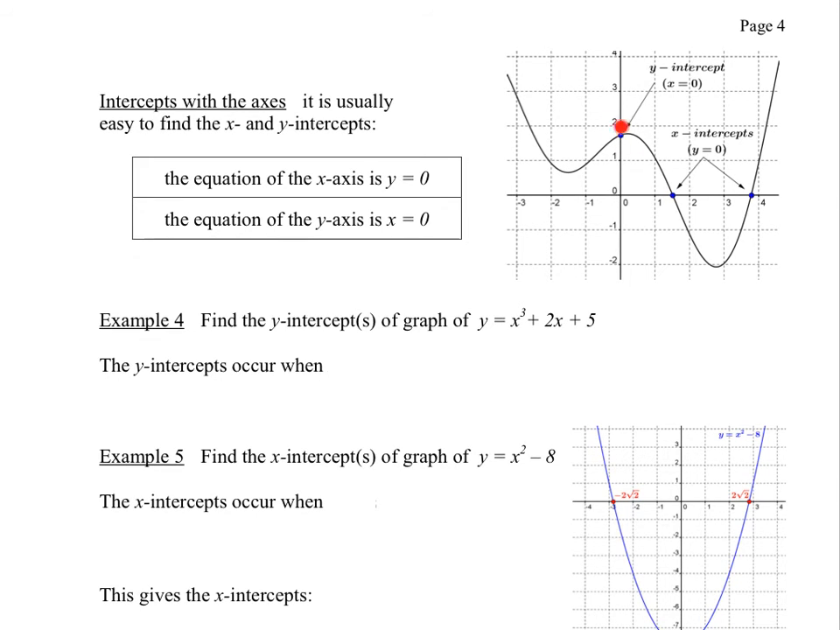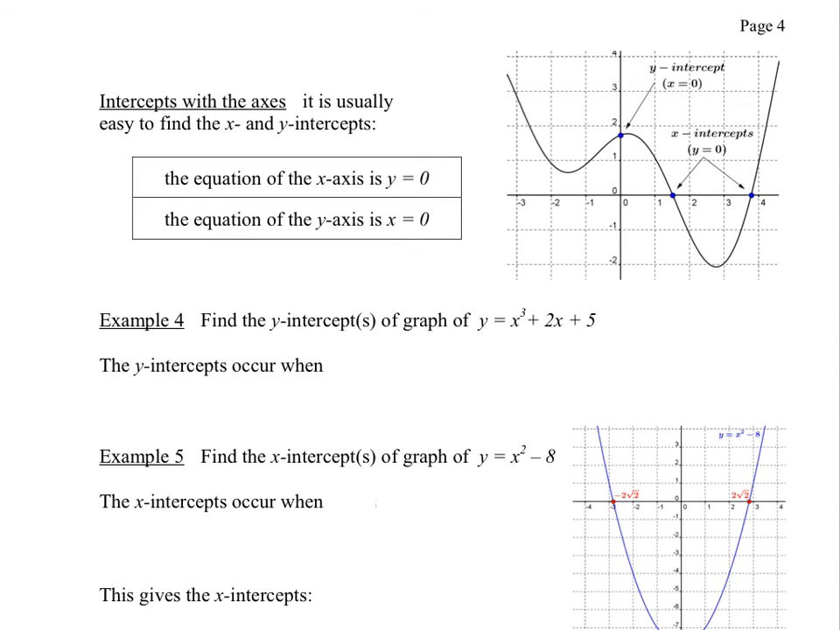Notice that on the y-axis, the x-coordinate is equal to 0. Any point on the y-axis, x is equal to 0. So this point certainly has x equal to 0. In the same way, on the x-axis, y is equal to 0. The y-coordinate here and the y-coordinate here will both be 0.